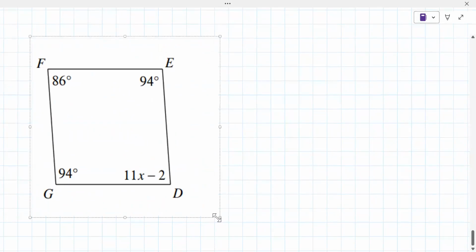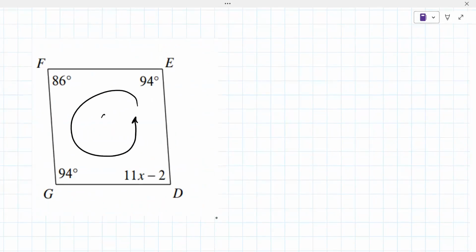So if you go all the way around, it's 360 degrees. So these four angles add up to 360 degrees. All right, so I'd like you to write the equation and solve for x.